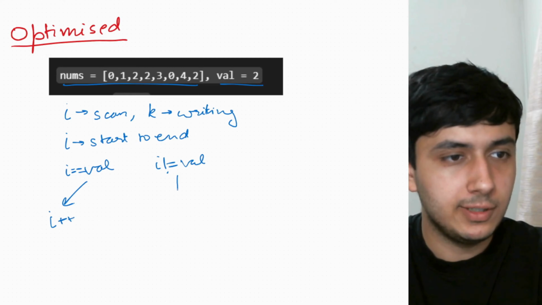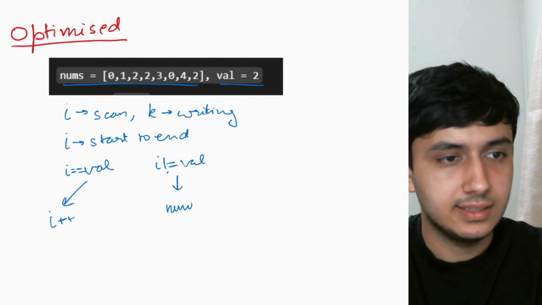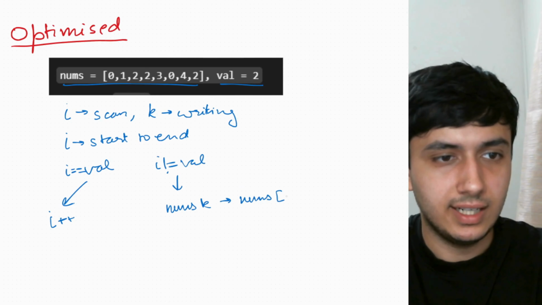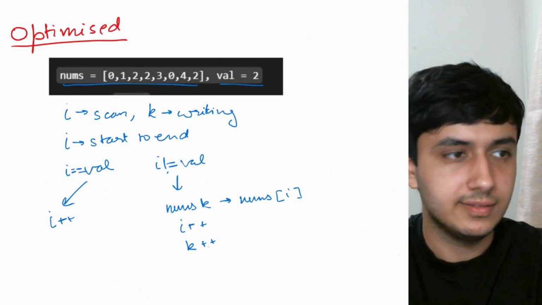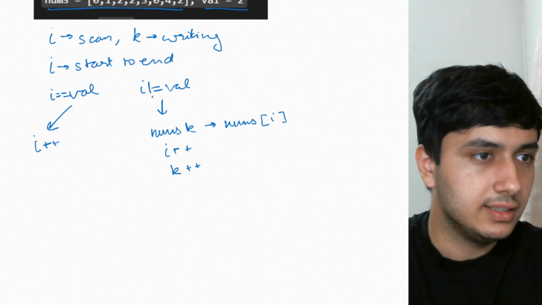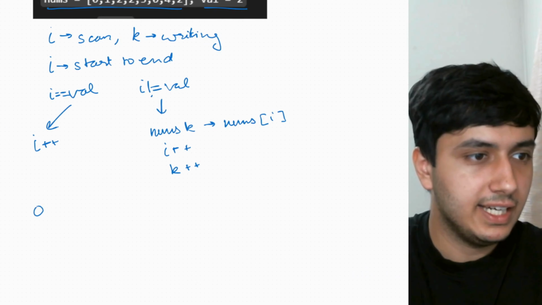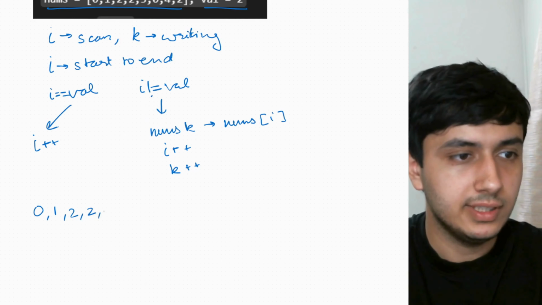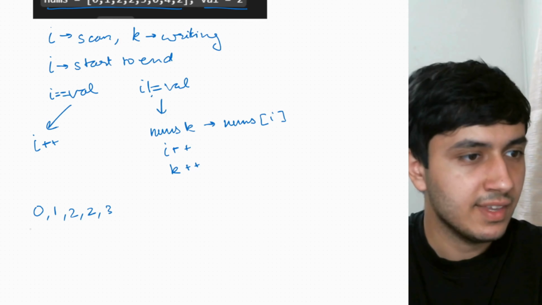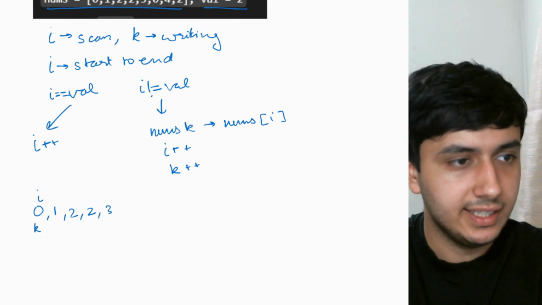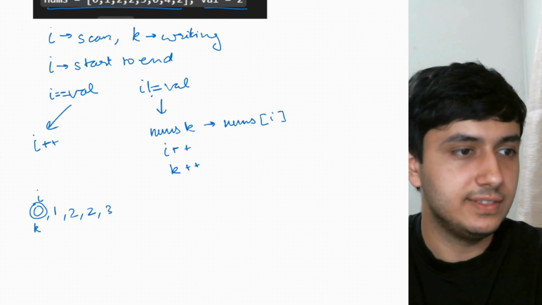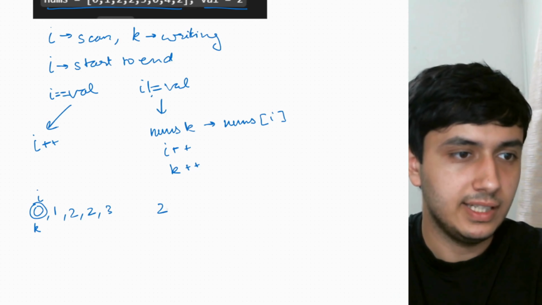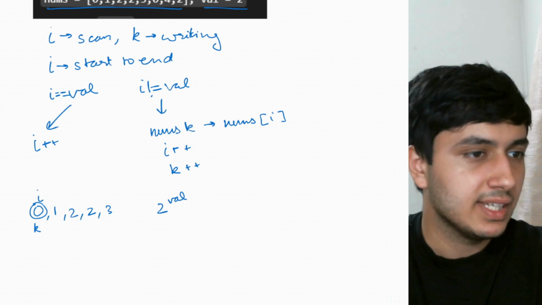And if nums[i] is not equal to val, then we'll replace nums[k] with nums[i]. We'll move i and k both forward. So let's say we have 0, 1, 2, 2, 3. We set both k and i here. Now i, which is our scan pointer, checks if 0 is equal to 2. Let's say 2 is val here, and it's not.